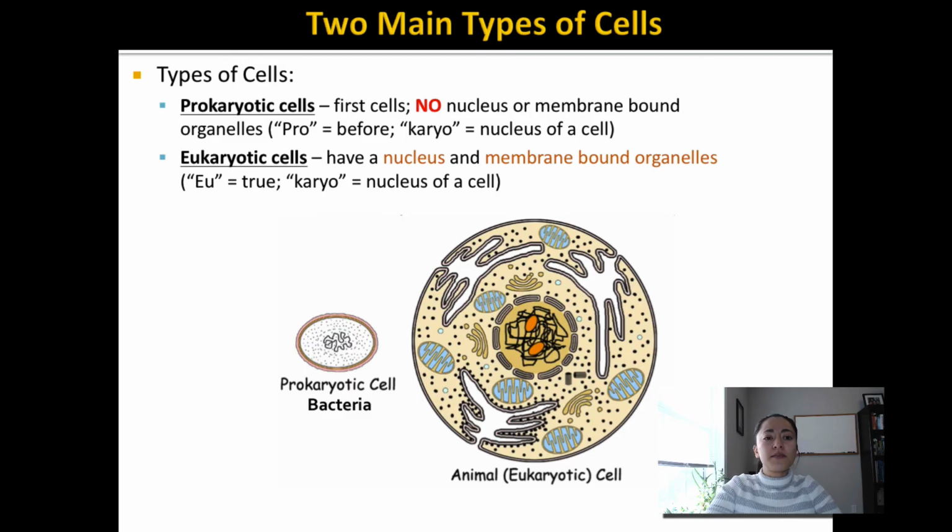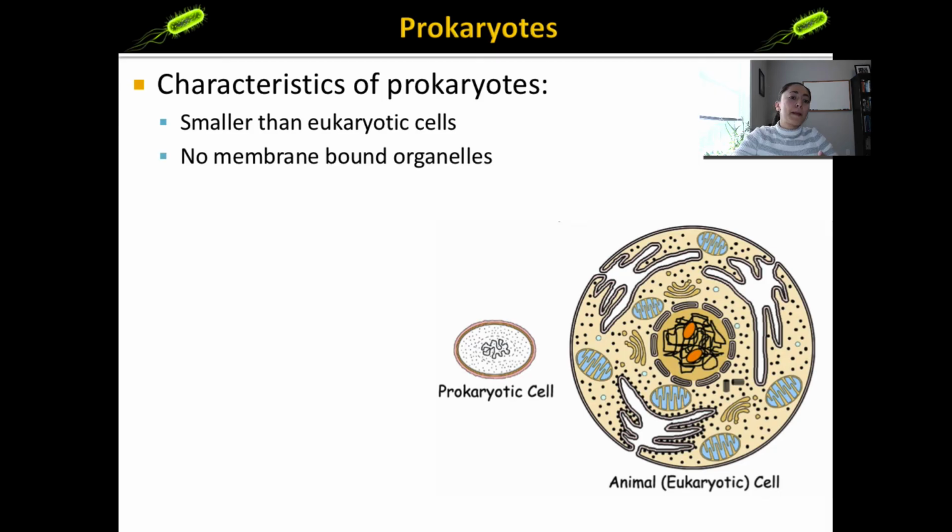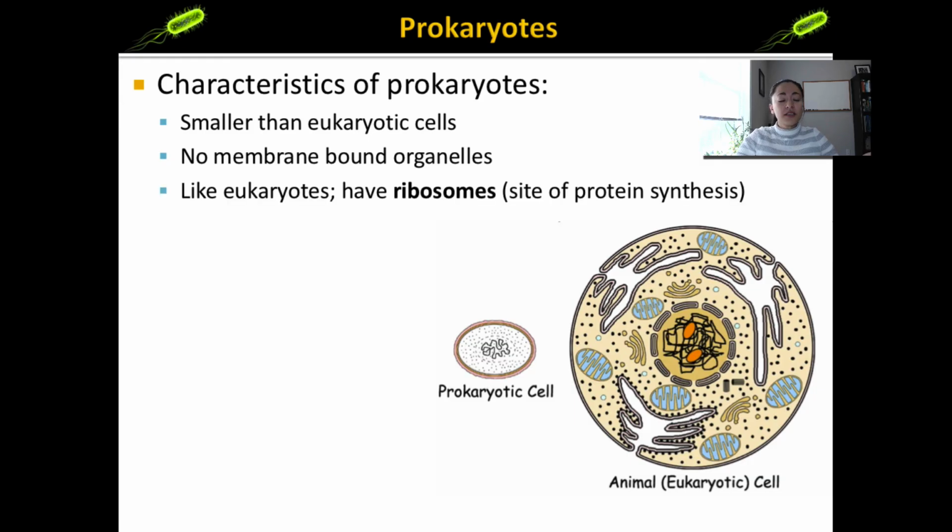So let's talk about some more of the characteristics that differentiate prokaryotic cells from eukaryotic cells. Prokaryotic cells are smaller than eukaryotic cells, as you can see in this image here. So bacteria are always going to be smaller than any of the cells found in your body. Prokaryotic cells do not have any membrane-bound organelles. Like eukaryotes, they do, however, have structures called ribosomes, and these are these little dots that you see in here. And you can see those dots also in eukaryotic cells.